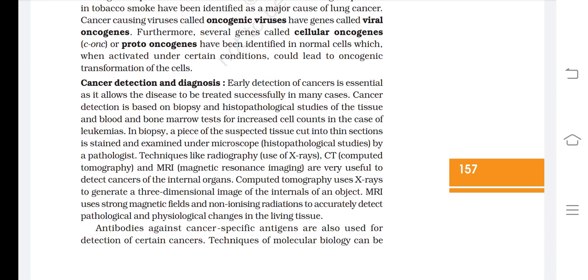Computer tomography uses X-rays to generate a three-dimensional image of the internals of an object. MRI uses strong magnetic field and non-ionizing radiations to accurately detect pathological and physiological changes in the living tissue. Antibodies against cancer-specific antigens are also used for detection of certain cancers.